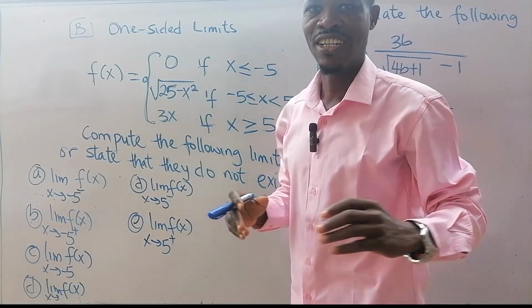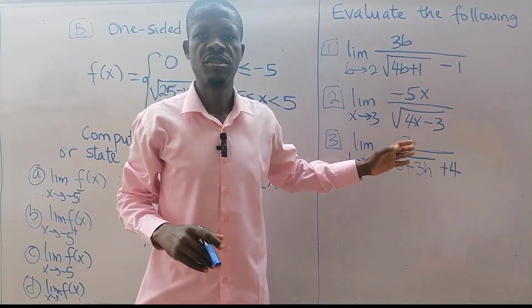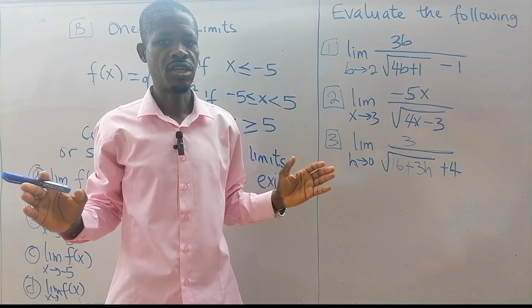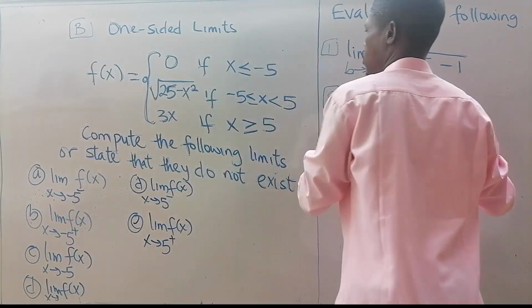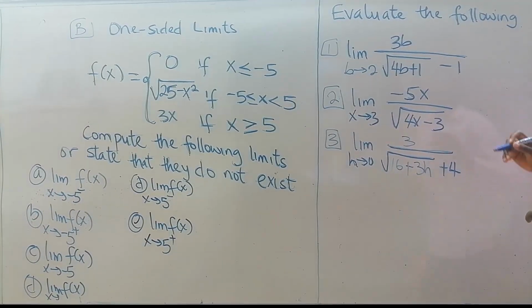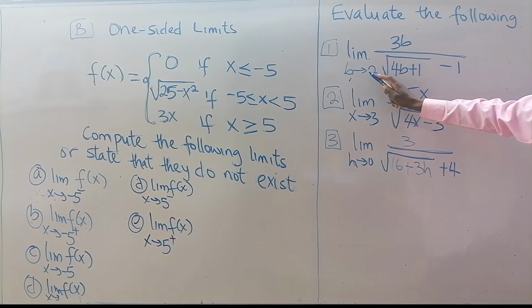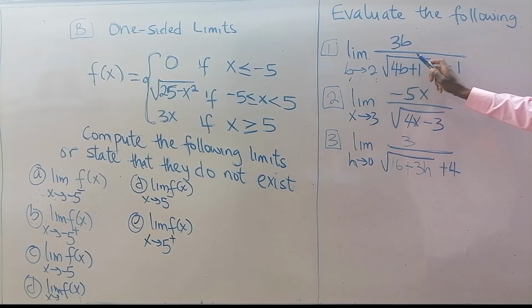Well, welcome to this episode. This is solving questions on limits. Okay, let's look at the first part of those questions. We have limits. Evaluate the following. Limit as b tends to 2 of this quotient function.